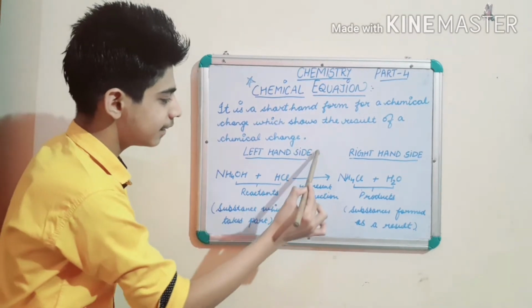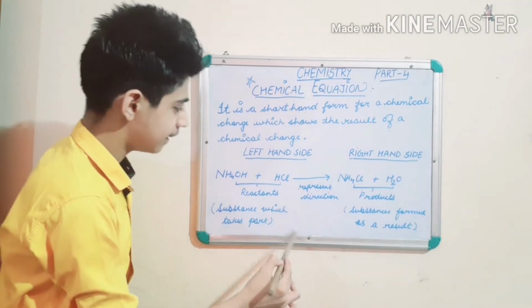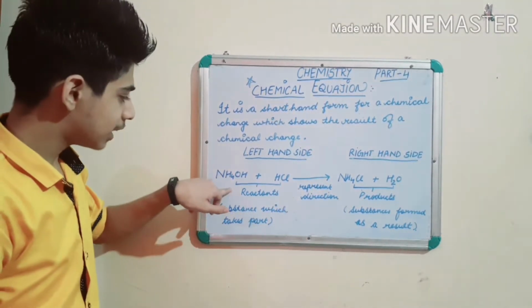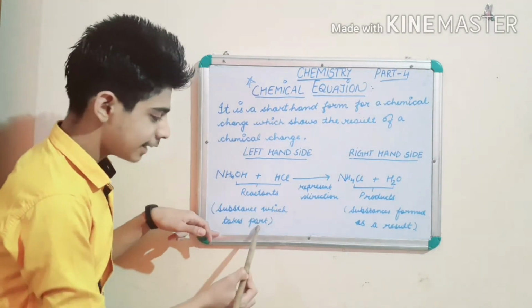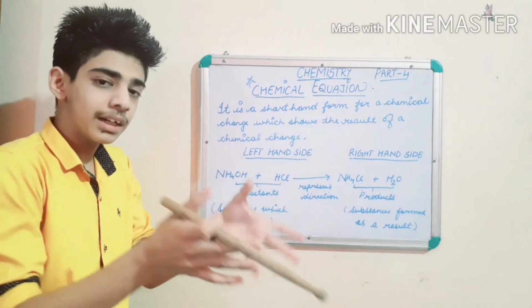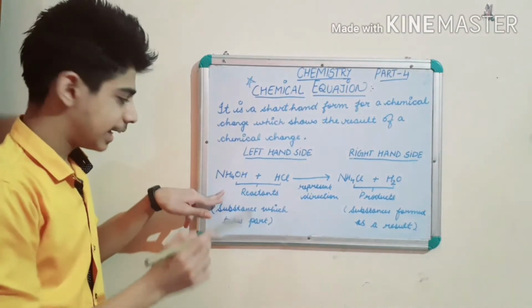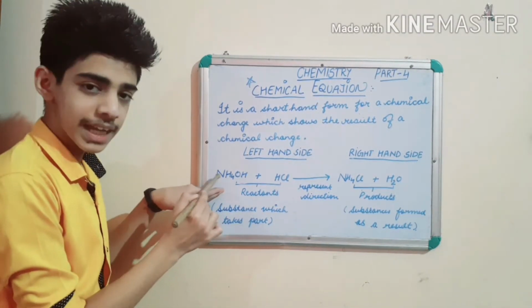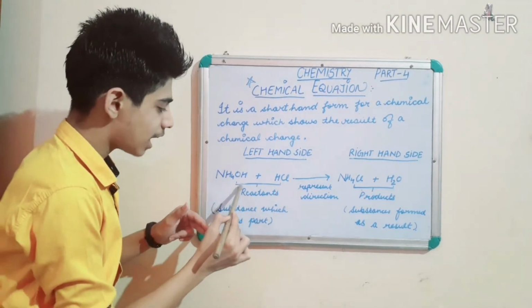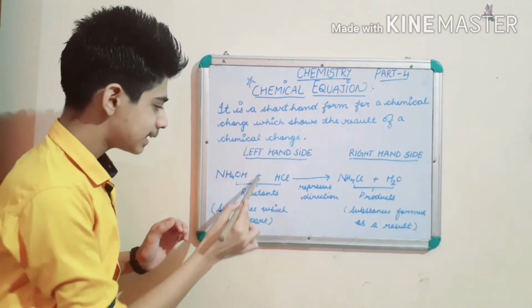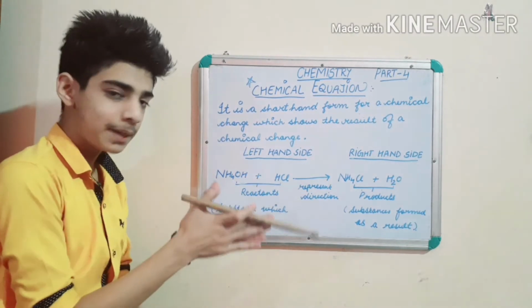On left hand side, means only this side, we have to write both of the reactants. Reactant means substance which takes part, which you are taking to make the reaction. Like you are taking ammonium hydroxide, which is NH4OH, with HCl to react. So these both are called reactants. This plus sign indicates that they have been added.